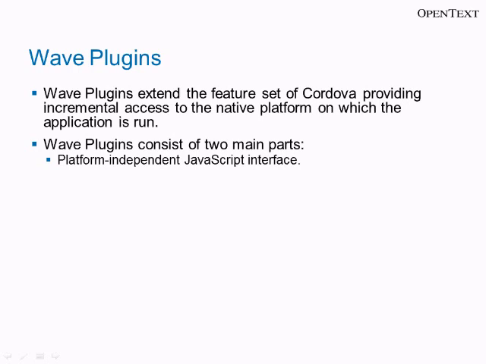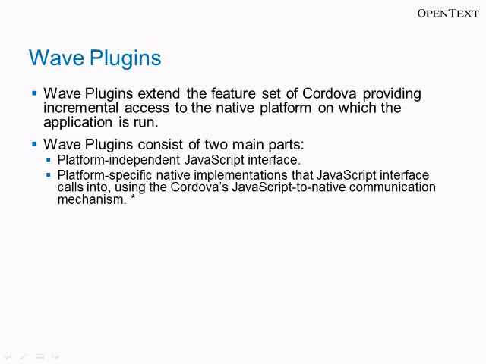The Wave plugin typically consists of two parts. There's the platform independent JavaScript interface, so those are the APIs that you can call from your web application. And then there's the platform specific native implementation for that JavaScript API to call into. We're using the standard Cordova approach. It's a JavaScript to native communication bridge. That's how we implement those plugins.